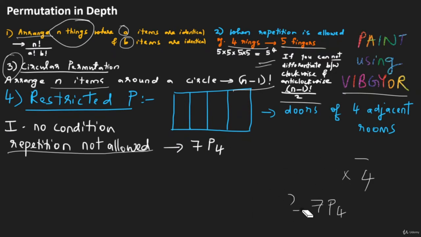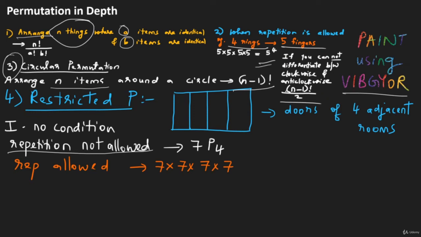Say repetition is allowed. That is, you have to color these 4 doors, and even if you use a color, you are still allowed to use the same color in the next door. Now, this can be solved in 7 into 7 into 7 into 7 ways, right? Because the first door can be painted in 7 ways, any one of these 7 colors. The second door also can be painted in 7 ways, and that's the same case with the third and the fourth door. So these doors together can be painted in 7 into 7 into 7 into 7, which is equal to 7 to the power 4.